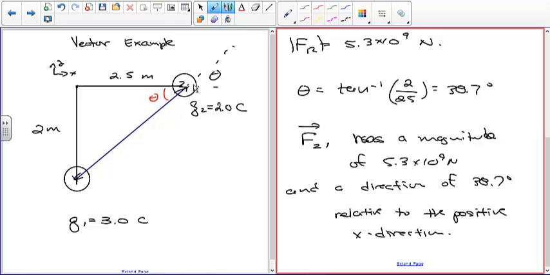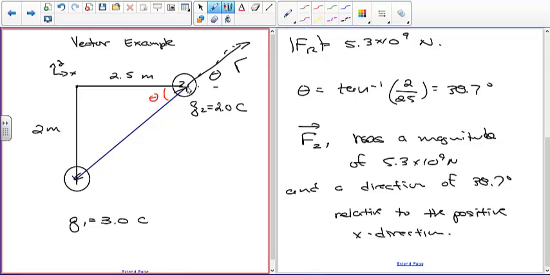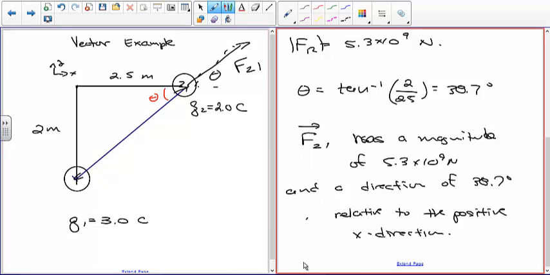So this force is going to be F21, so it's going to be pushing to the right, so it's positive 38.7 degrees with respect to the positive x direction. So I'm just using the magnitude and direction to specify the vector. And F12 would be the same magnitude, but in the opposite direction, however you could say 38.7 degrees relative to the negative x direction, or something like that.